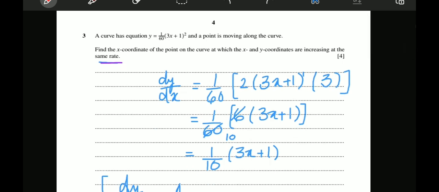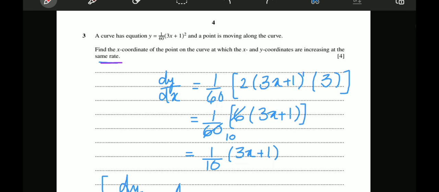A curve has an equation y is equal to 1 over 60 into (3x plus 1) whole square, and a point is moving along the curve. Find the x coordinate of the point on the curve at which the x and y coordinates are increasing at the same rate. Now this is a question on rates. So first, to find this rate, we obviously need to find dy by dx.